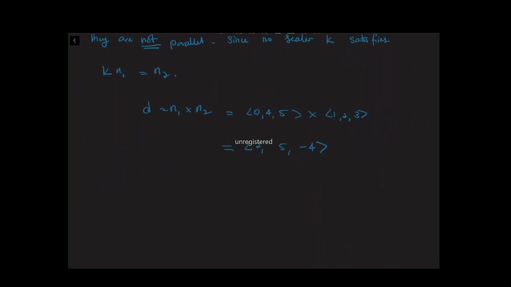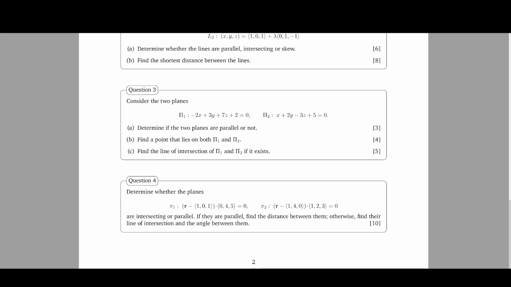Now I need to find a point on both planes, which means taking the two planes that we have here, setting up two simultaneous equations like we did in the previous question, and then solving them. Okay, let's see what we get.